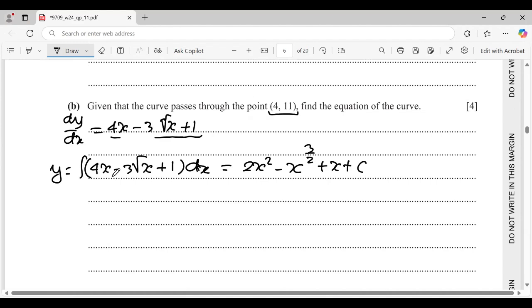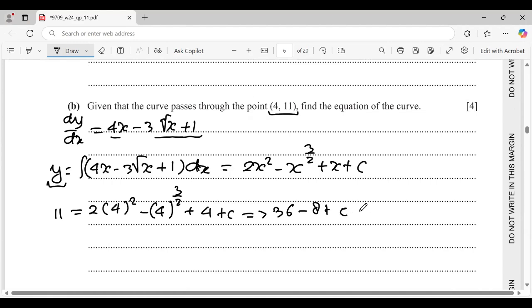Based on y equals 11 and x equals 4, the equation becomes 11 equals 2 times 4 squared minus 4 to the power 3/2 plus 4 plus c. It becomes 36 minus 8 plus c equals 11. So c equals 11 minus 28, which equals minus 17.